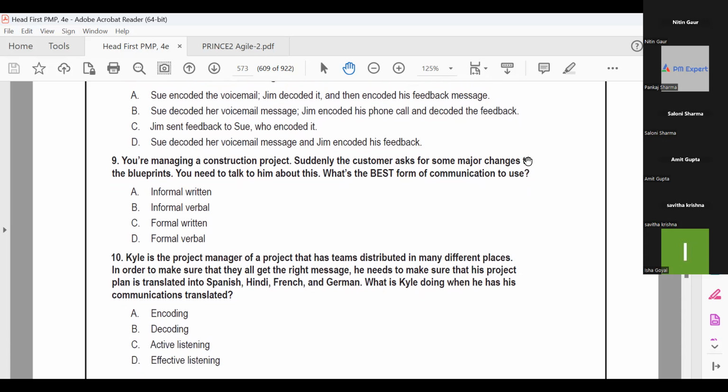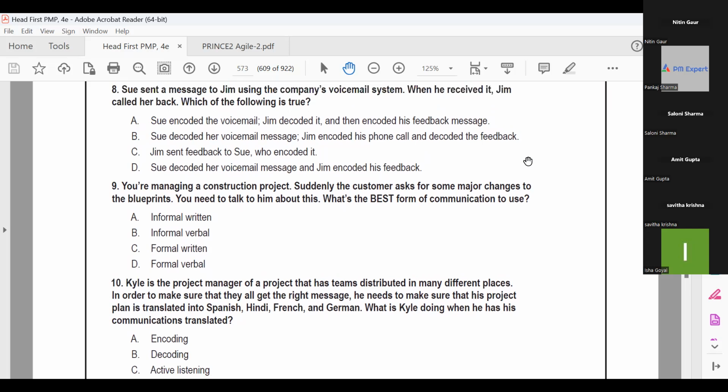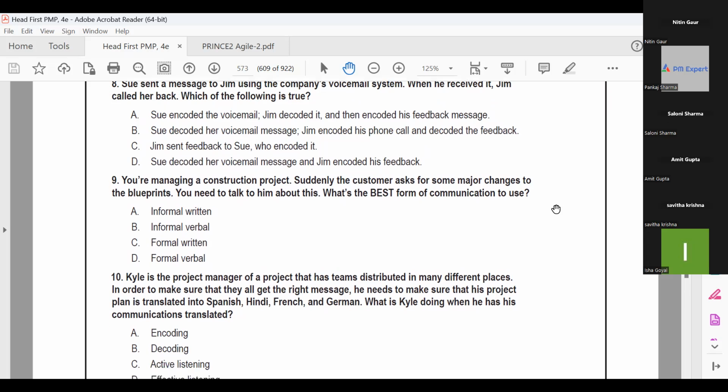See, Sue sent a message to Jim. The person who sends will only encode. When he received it, Jim calls her back. Before calling her back, Jim has to decode the message. So the sender encodes, the receiver decodes, and then encodes his feedback. So it should be A alpha. But it's not a very relevant question, so even ignore it. Such questions don't come now.